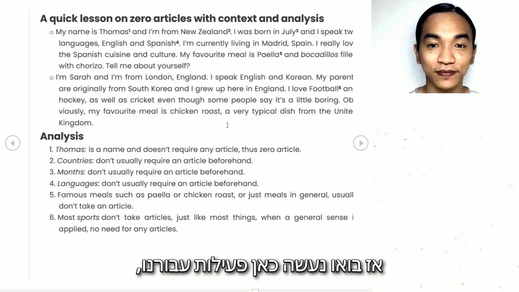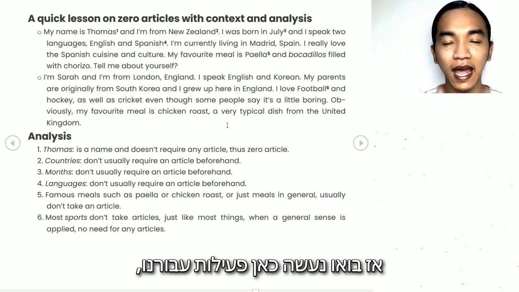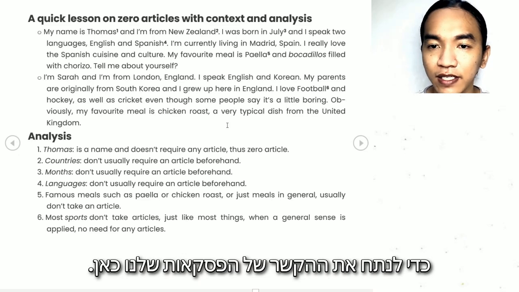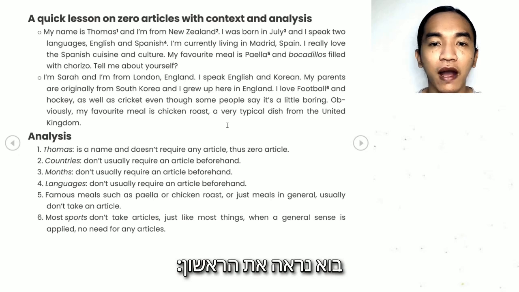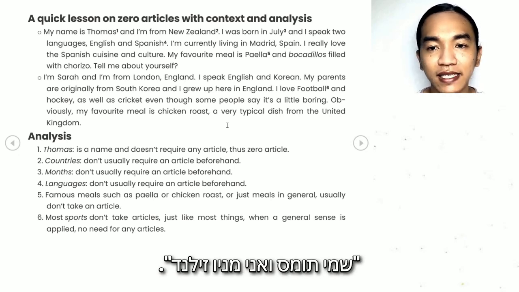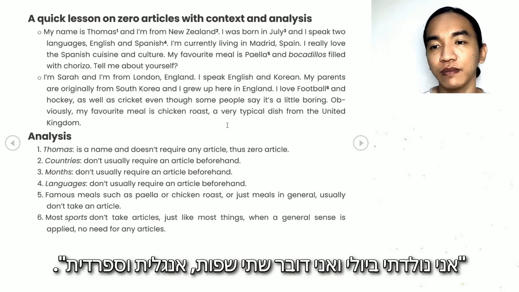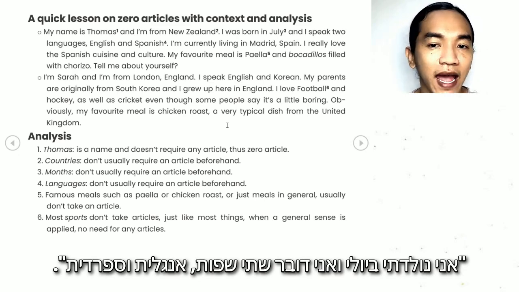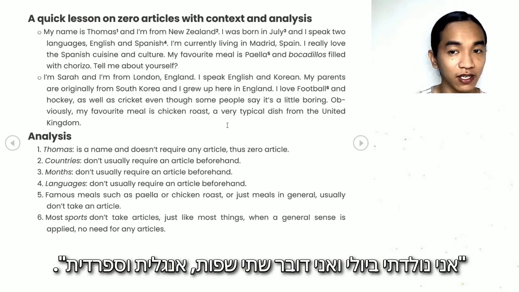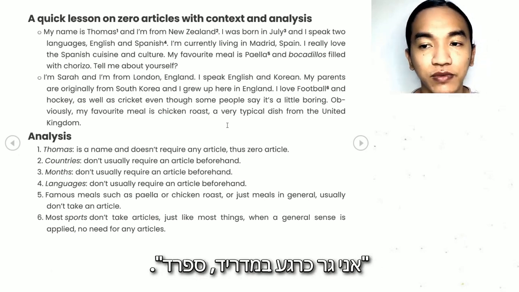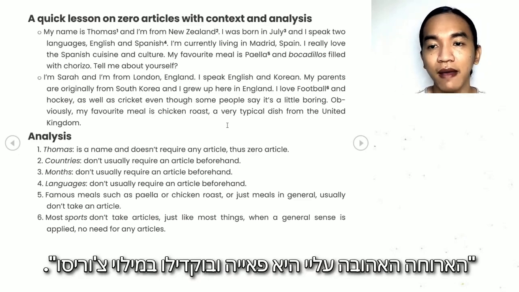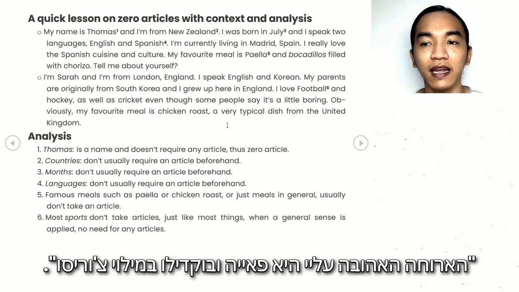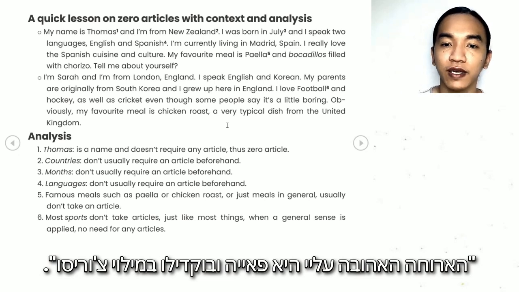Okay? So let's have an activity here for us to analyze the context of our paragraphs. Let's see the first one. My name is Thomas and I'm from New Zealand. I was born in July and I speak two languages, English and Spanish. I'm currently living in Madrid, Spain. I really love the Spanish cuisine and culture. My favorite meal is paella and bocadillos filled with chorizo.